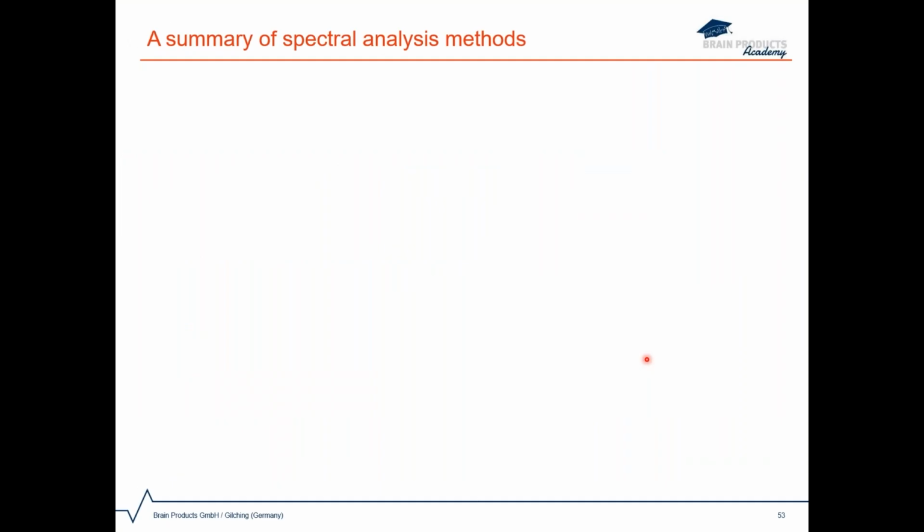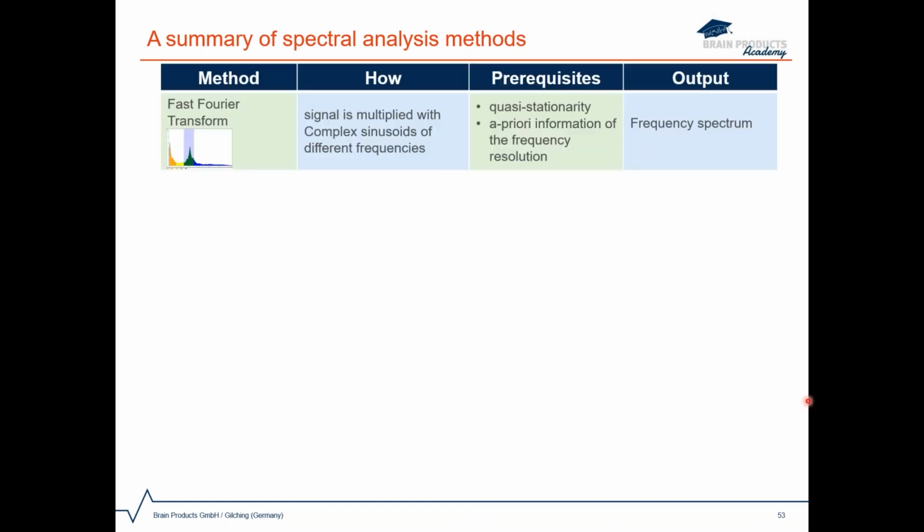Now, let me summarize the characteristics of the 5 spectral analysis methods that we have discussed. The first spectral analysis we have discussed is the Fast Fourier Transform. It is a frequency analysis method that tells how much of a signal is contained in the total period of observation. The mapping from time domain to frequency domain is done by computing the similarity between the signal and the sine waves of different frequencies.